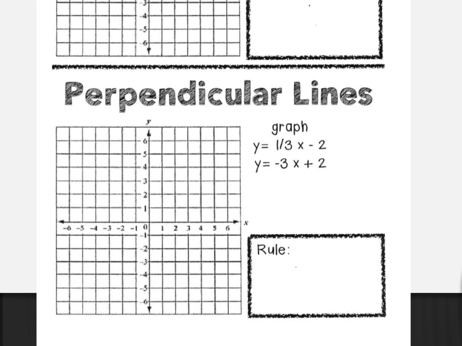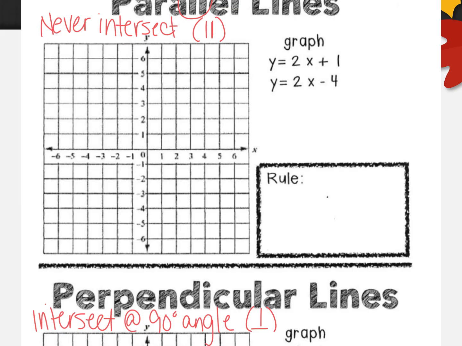And perpendicular lines intersect at a 90-degree angle, right? So they make a plus sign. And the symbol for perpendicular is going to be an upside down T, because you can see that that would make 90 degrees. So we're going to investigate parallel lines by graphing these two equations.